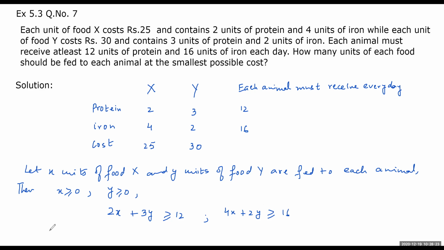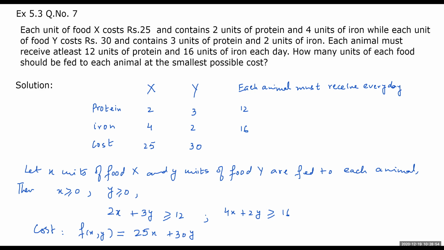And then what will be the cost? The cost function, let us name it as f of x, y. It will be the function to be minimized because we want to feed the animals at the minimum possible cost. So it will be equal to 25x plus 30y. And now we have got our question, that is, we have to minimize this function according to these constraints.